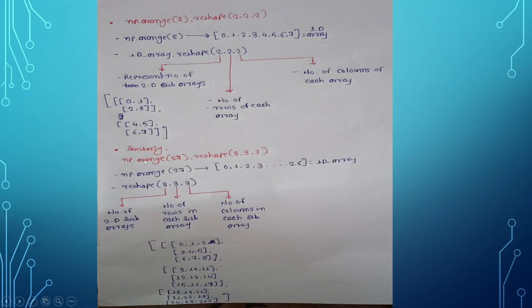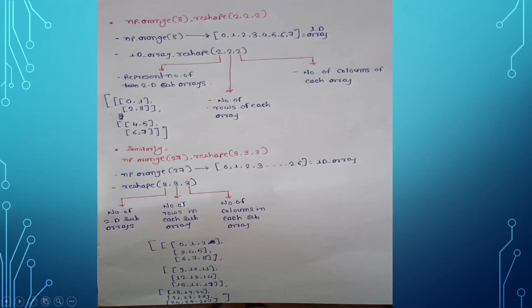Similarly, we have the np.arange function which consists of 27 elements, and we are reshaping it into 3 comma 3 comma 3. As I told you already, first of all this np.arange(27) will give a one-dimensional array, and the elements will start from 0 to 26. On this one-dimensional array, we are applying reshape of 3, 3, 3. So these three numbers mean our array is three-dimensional, and the first three represent the number of sub-arrays which have dimension 2. Here I am pointing at the sub-arrays. This is the first sub-array, second sub-array, and this is the third sub-array.